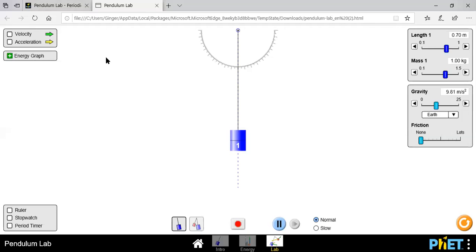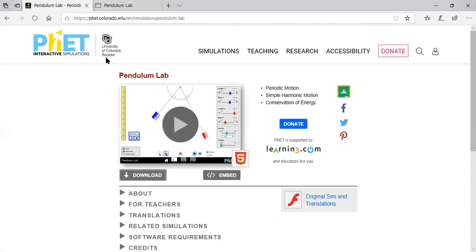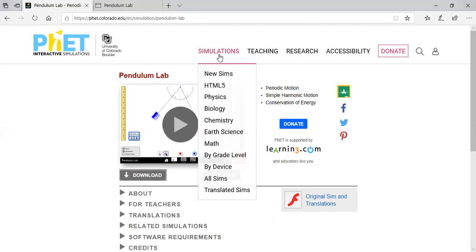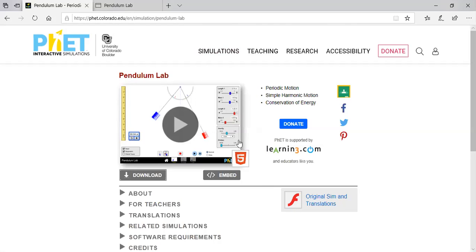The University of Colorado at Boulder actually sponsors this website, and it has lots of really cool simulations on there for physics, biology, math. So it's a great resource if you want to go there and just see what all they have. And it's a free resource, and I've used it for years, so I'm really thankful for it. So let's get back to the pendulum lab.